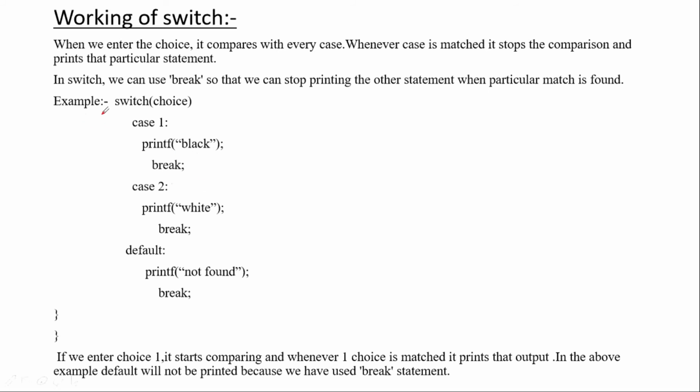So this is the example. See here, switch choice: case 1 printf black, break; case 2 printf white, break; default printf not found, break. So whenever we enter choice 1, it starts comparing, and whenever choice 1 is matched, it prints the output. Whenever one match is found, it stops comparison and prints that particular output.